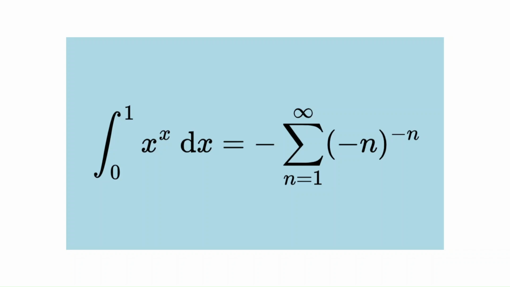There is another version that has exponent negative x instead of x in the integral, and it is typically known as the main identity of the Sophomore's dream. I covered that integral in my previous video.